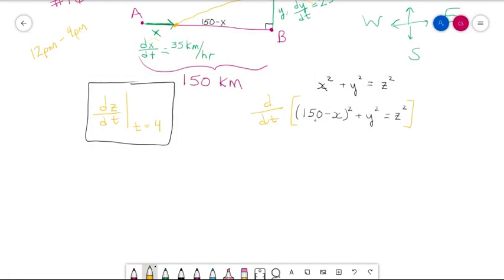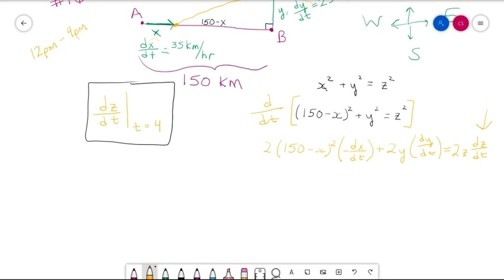We have to use the chain rule. So here, let's take the derivative of our outside function, and then we take the derivative of the inside function. Let's see, constant is 0. It's going to be negative dx/dt. All right, then plus 2y times dy/dt is equal to 2z dz/dt. And remember, that's what we want. We want to figure out dz/dt, okay?